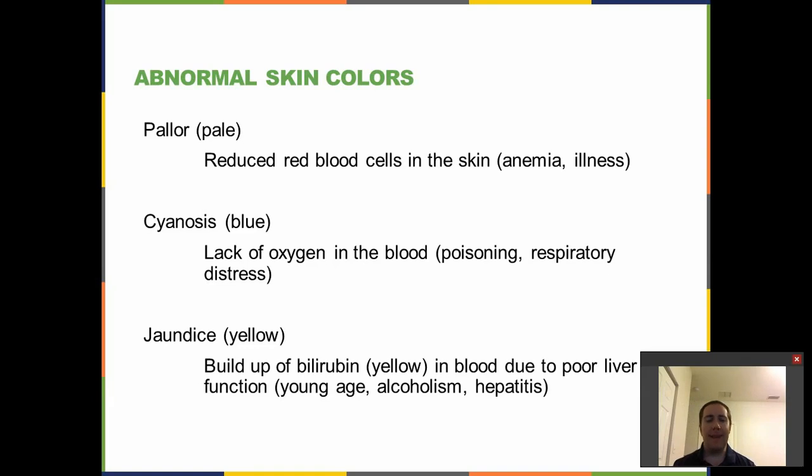Now, in the US, we have two primary reasons for liver failure. One of them is alcoholism. People who drink a lot, their liver starts to fail. The other is young age. And this is actually a very common thing for newborns. Does anybody have experience they'd like to share with a newborn and jaundice? Yeah, my son had a little bit of that when he was first born, and they put him under a light or something. Yeah, that's exactly it.